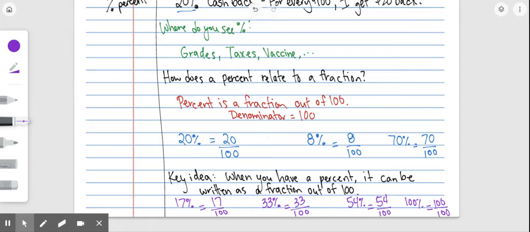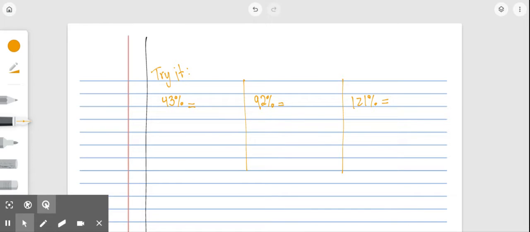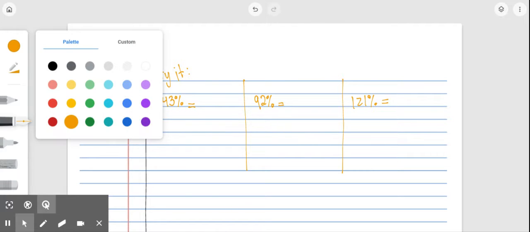Okay, so take a minute, make sure that you have some examples, and then we're going to do a try it, and then I'm going to extend this opportunity. So I'm going to start on a new page. Okay, try these three: 43%, 92%, and 121%. So go ahead and write those three things as fractions. Pause the video and write those three things as fractions.